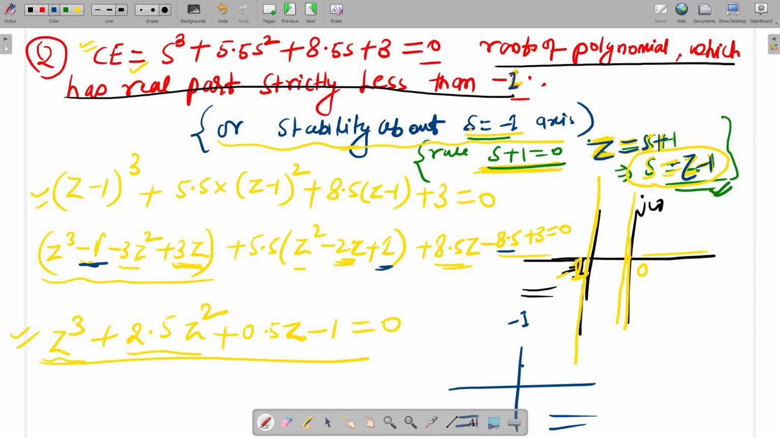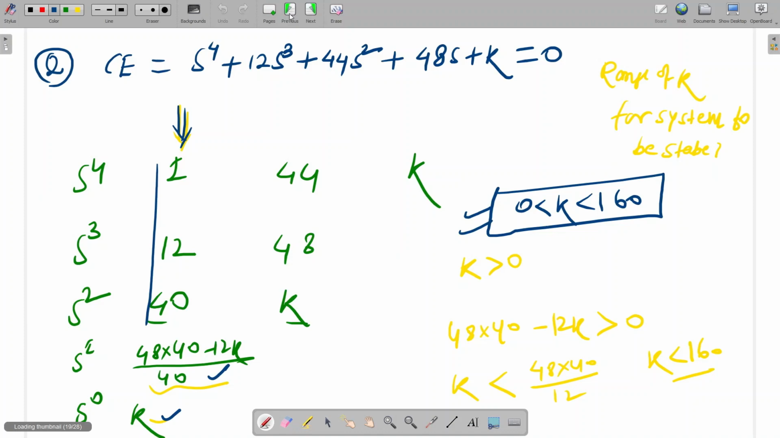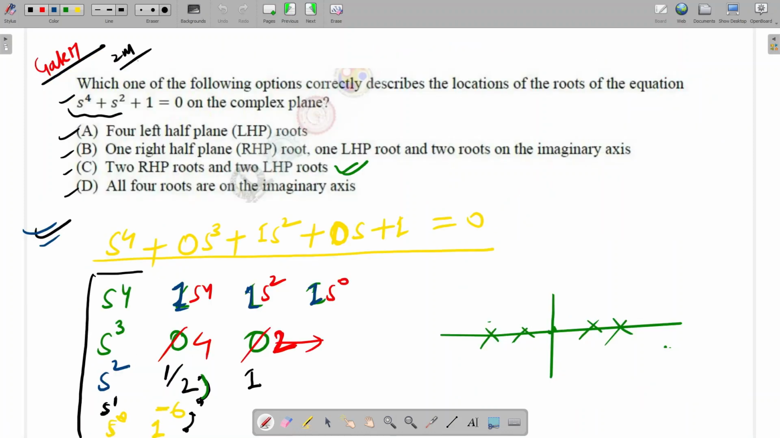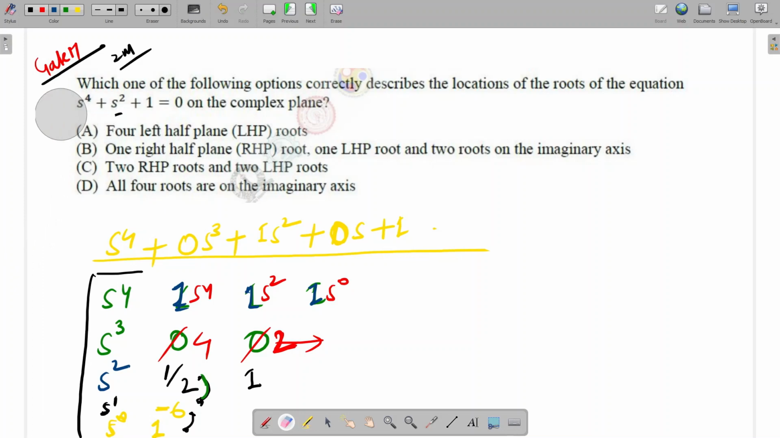Those who have joined a little late, I'm giving them the last question. I think they are able to solve it or not. Okay. So what will be the answer for this one? Can anyone tell? Those who have joined late, all of you know this kind of question. Yes, sir. Two RHP roots and two LHP roots. Okay. How can we solve this question?